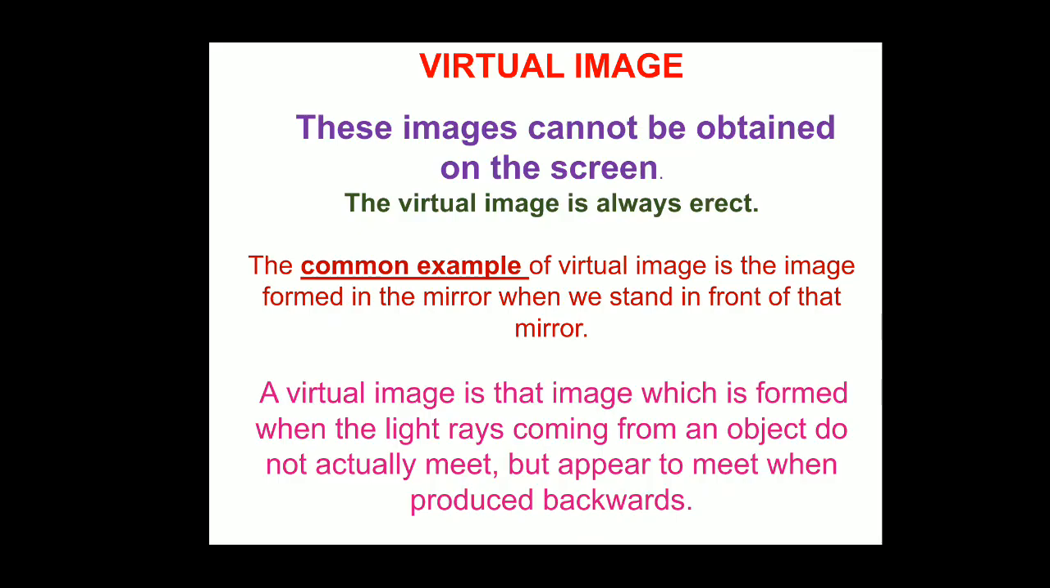Then what is a virtual image? The second type of image. A virtual image cannot be obtained on a screen. What you see of your face in a mirror, every day at home, is a virtual image. We also see a rear view mirror in vehicles, certain mirrors to see who is coming behind. That forms a virtual image. You cannot catch it on a screen. Then it is called a virtual image.